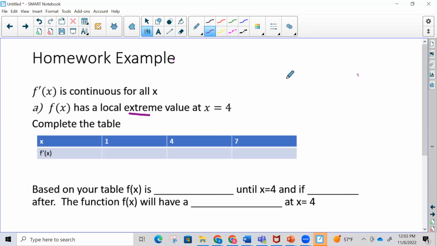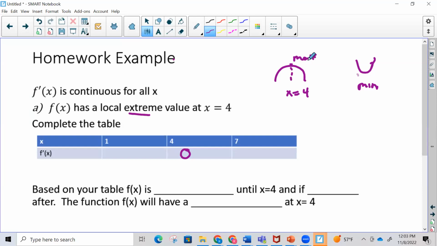So because it says local extreme, you could do two cases. You can say it's a local max, or you could say it's a local min, and then you need to think about what's happening with the slope. So if this is x equals 4, we know that at that max or min, the derivative is going to be 0. Okay, and we're not going to do the undefined case because it says the derivative is continuous.